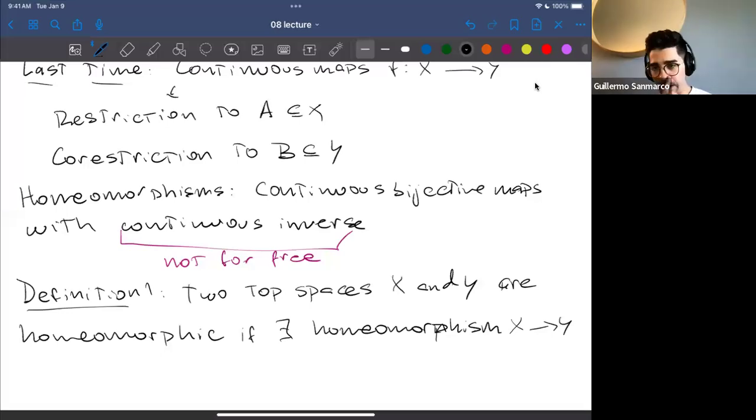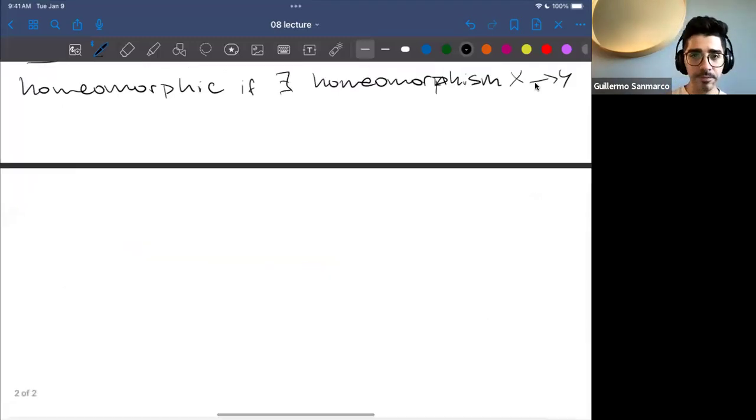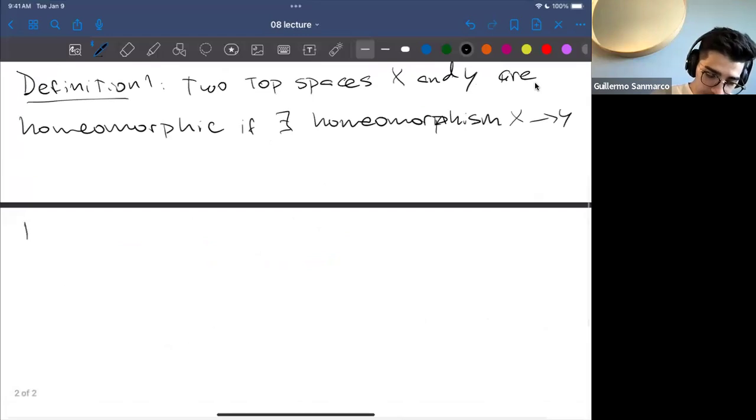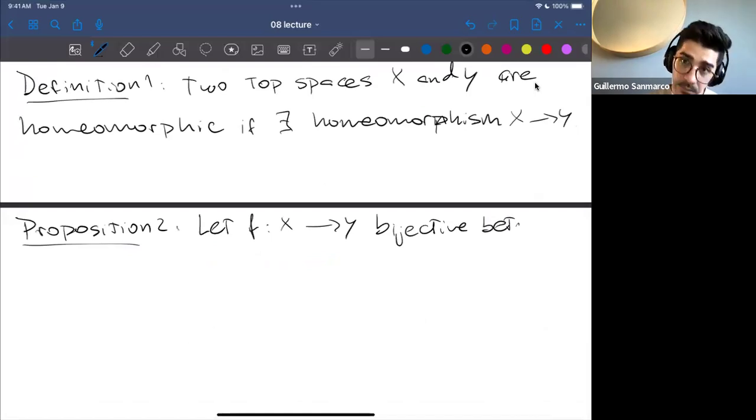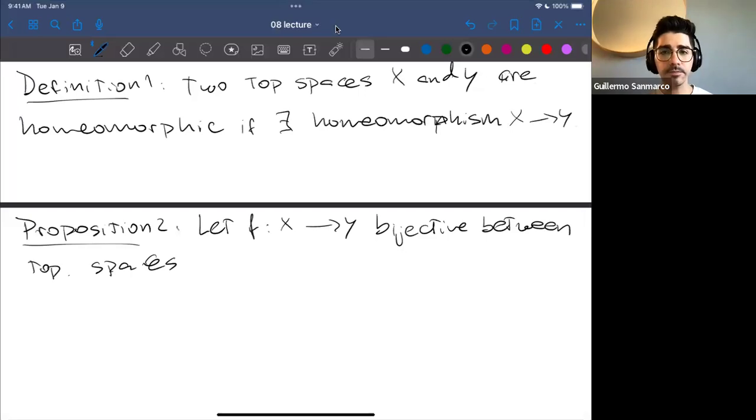So of course the question is, where do we have such a thing? Of course, not always the case, and a very nice tool to have, mostly vocabulary. So let's call this a proposition. Suppose we have a bijective map f from X to Y between some topological spaces. So in principle, we are not saying f is continuous. What I want to understand now is when the inverse is going to be continuous.